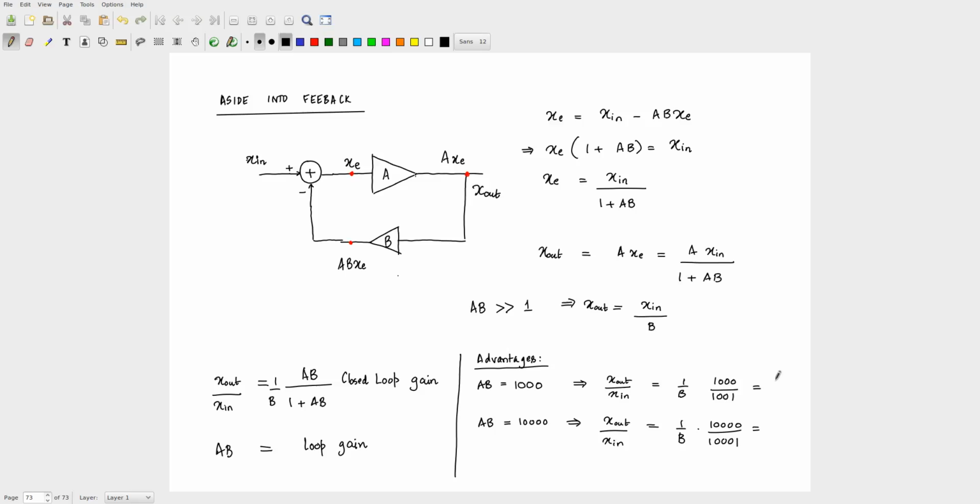This is 0.999 divided by B. And what is this one? This is 4 nines divided by B. So what is the difference in these two quantities? I call this X out by X in 1, and this is X out by X in 2. What is the ratio of X out by X in 1 divided by X out by X in 2?